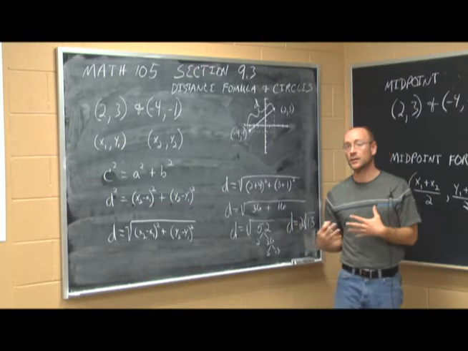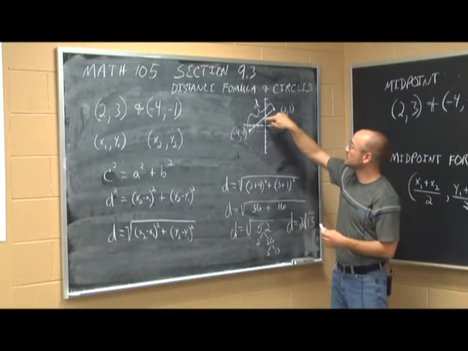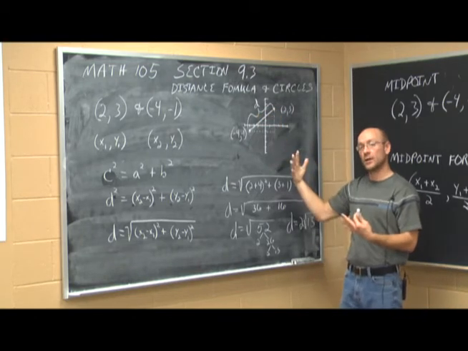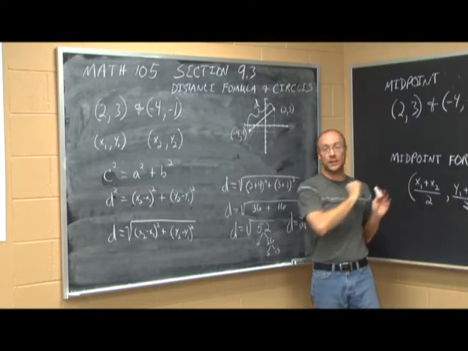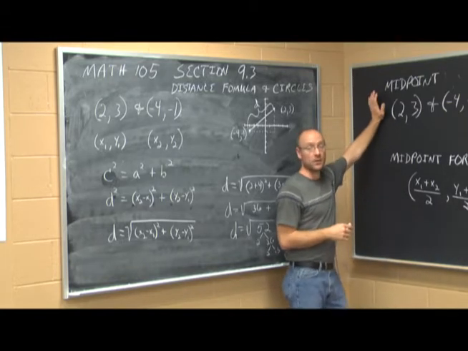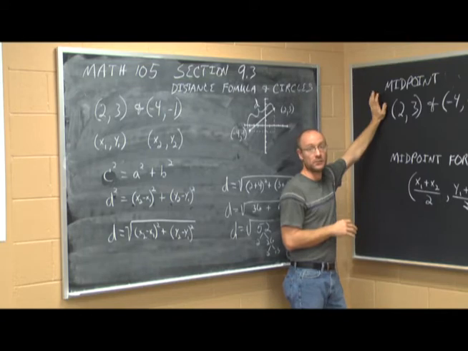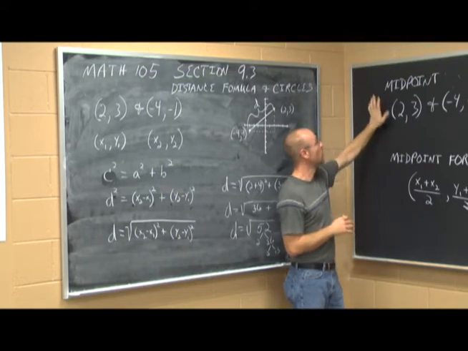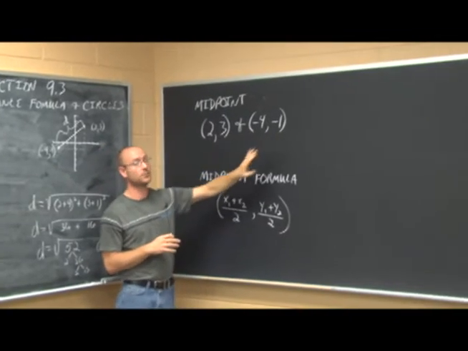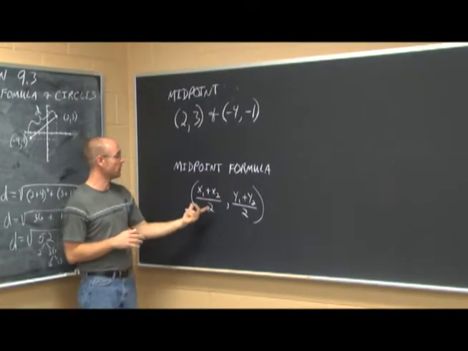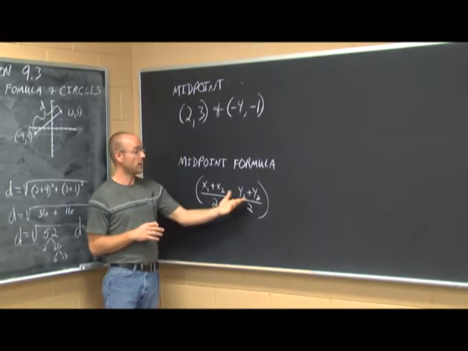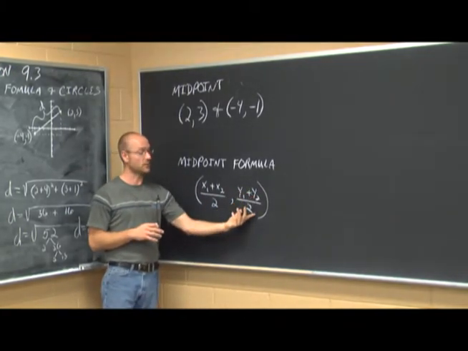All right, now we're going to look at the midpoint. What is the center value on this? Without graphing, we can find it algebraically. So we're going to move over here and look at the distance formula to find the midpoint formula. To find the midpoint, we look at the points (2, 3) and (-4, -1). The midpoint formula is the sum of the x's divided by 2, and the sum of the y's divided by 2.